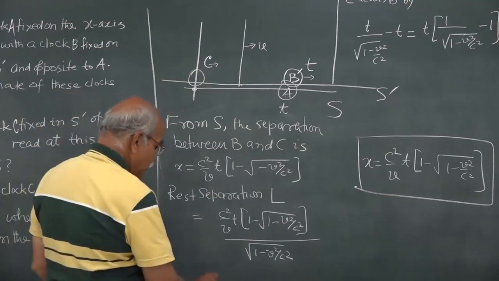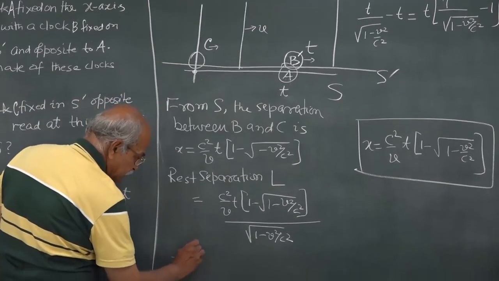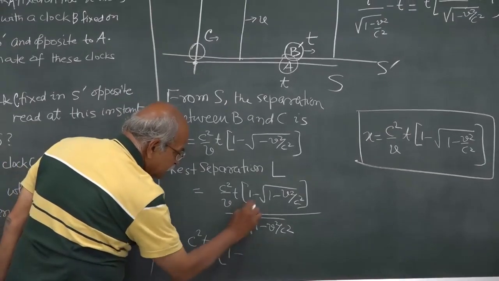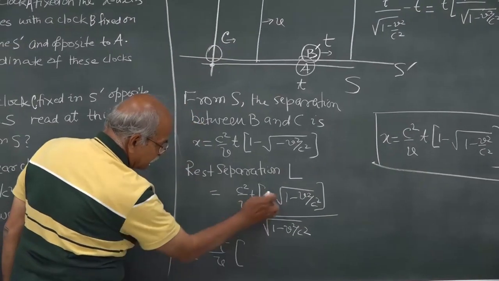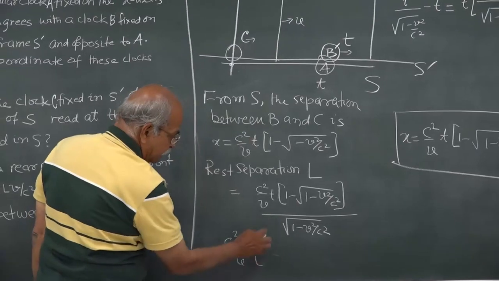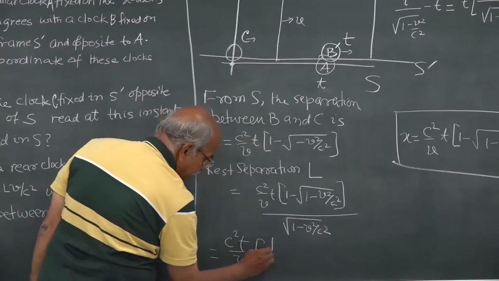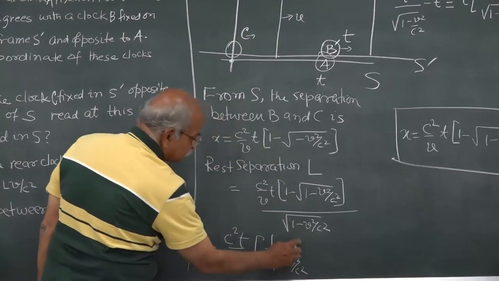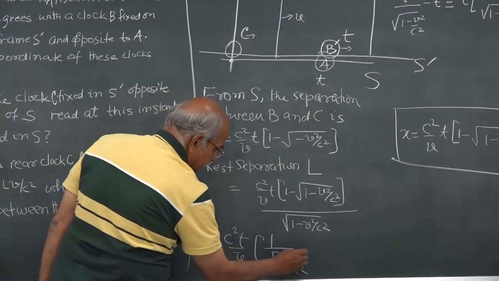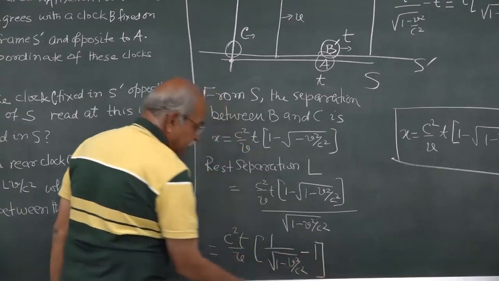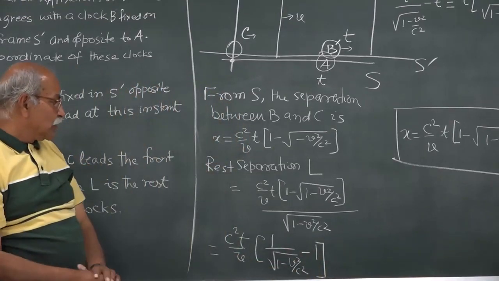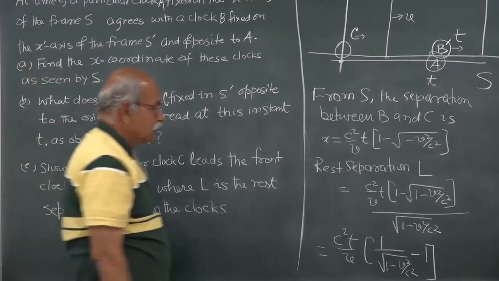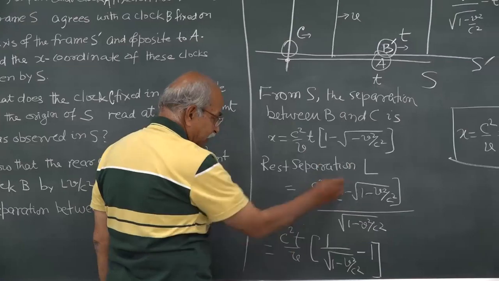Okay. So, this is equal to c square t by v, and then 1 minus this is 1 divided by this, and yeah. So, 1 divided by square root of 1 minus v square by c square, and then minus 1. So, it is minus 1. This is L. So, what is L v by c square? L times v divided by c square. This is your rest separation L.